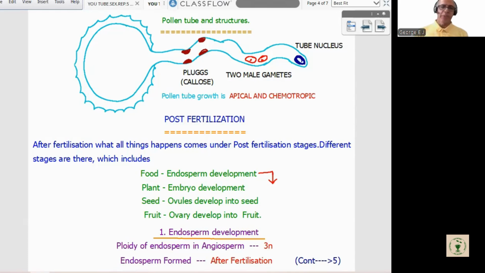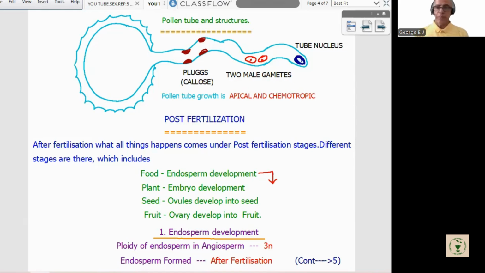Now, the next aspect for us is post-fertilization. Post means after an event. So initially pre-fertilization, gametogenesis, then pollination, then leading to fertilization. Now we are proceeding to what will happen after fertilization. This can be studied under 4 headings. One is endosperm development, because it is the nutritive tissue for the developing embryo. Then embryo development. Then ovule develops into seed, ovary develops into fruit. So 4 stages we have to learn. First, in this episode, we'll be dealing with endosperm development.